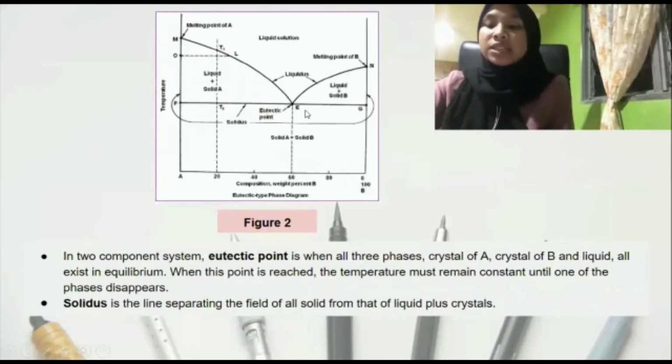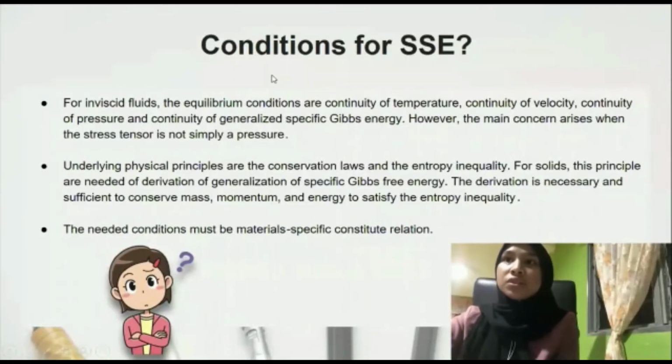The eutectic point is reached at point E when all three phases, crystal A, crystal B, and liquid, all exist in equilibrium. When this point is reached, the temperature must remain constant until one of the phases disappears. The horizontal line is known as the solidus, while these two lines are known as the liquidus. Next, I will explain the condition for solid-solid equilibrium.